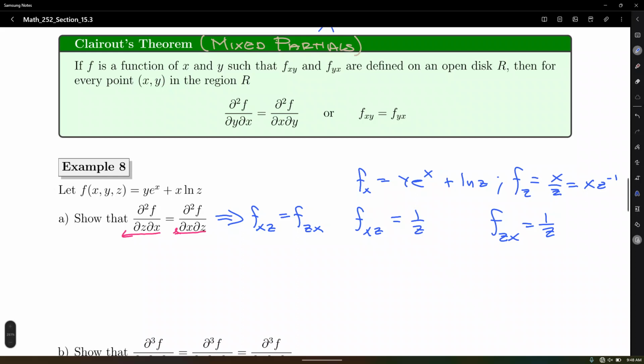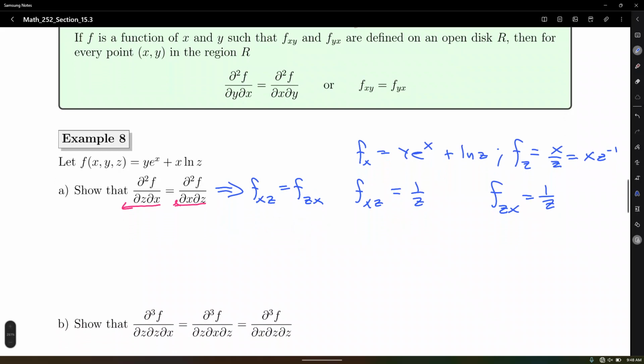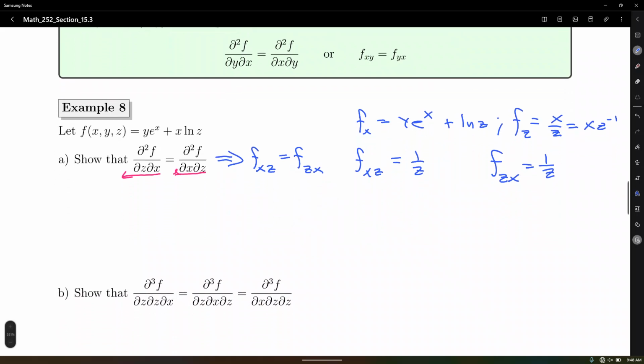Yep. So this function satisfies Clairaut's theorem, or well, actually gets Clairaut's theorem verified. Not that it's satisfied, it's verified. All right.